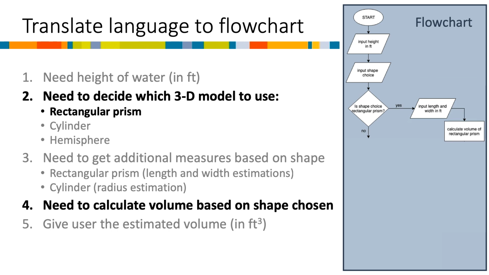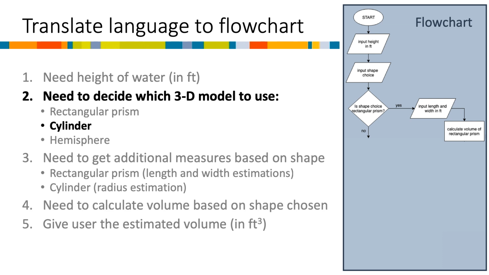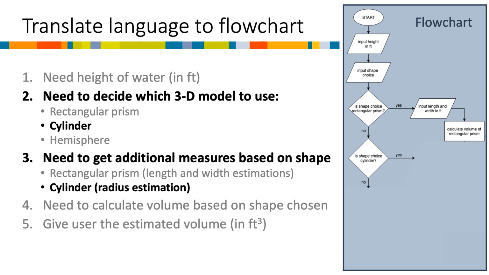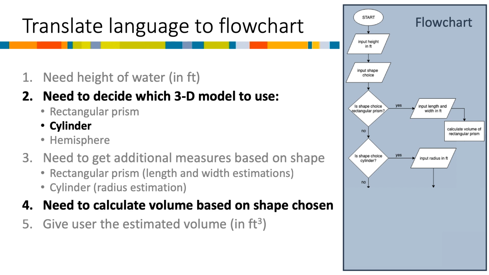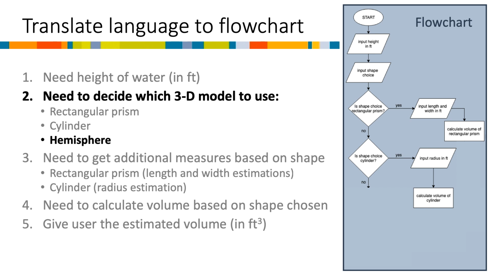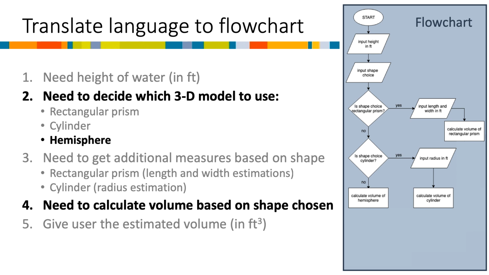If the answer to our question, is shape choice a rectangular prism, is no, then we need to decide if it is a cylinder. So we add another diamond and ask the question, is shape choice a cylinder? Again, if the answer is yes, then we need to get additional information. That is, we need the radius estimation. So we add a parallelogram for the input and appropriate pseudocode. Then we need to calculate the volume of the cylinder. Again, that is a process which gets a rectangle in the flowchart. If the answer to, is shape choice a cylinder, is also no, then we know it is a hemisphere. So we can calculate the volume of the hemisphere, putting the appropriate rectangle in the flowchart to represent this.